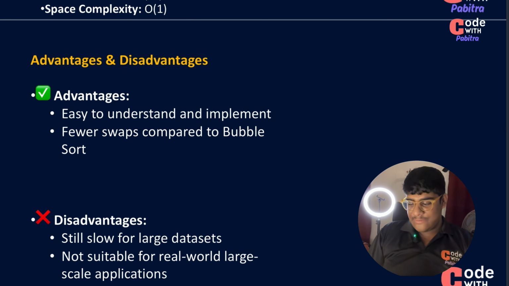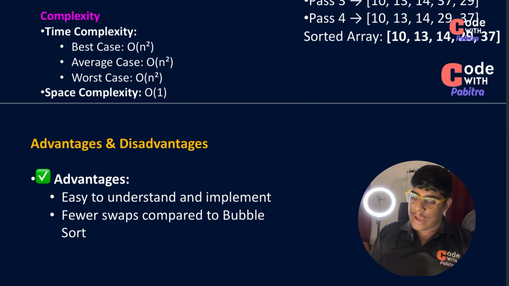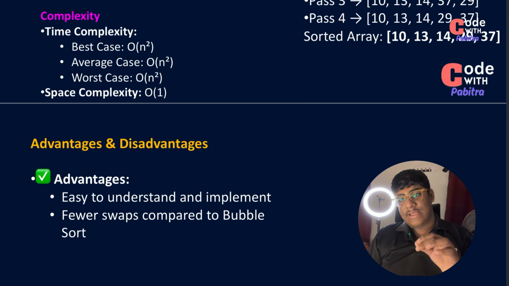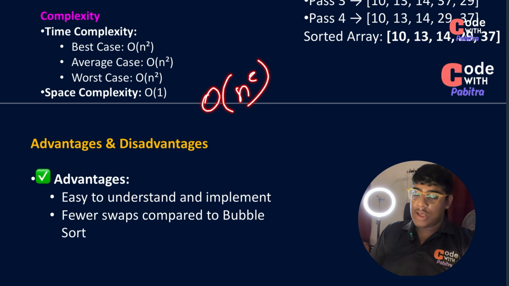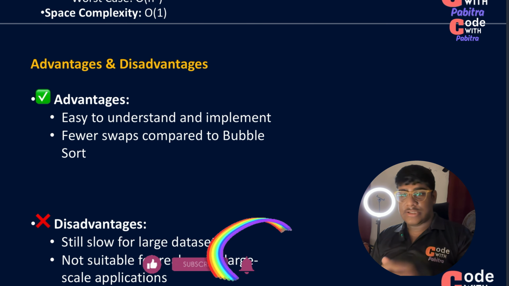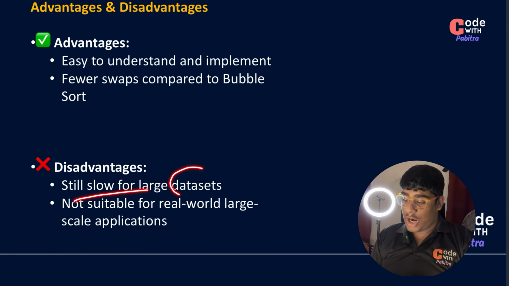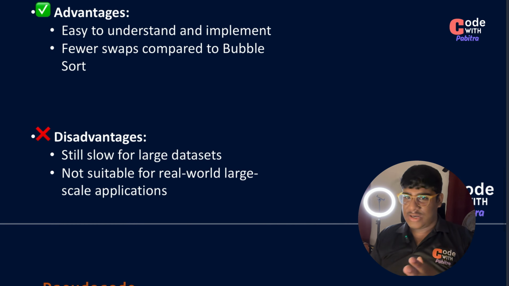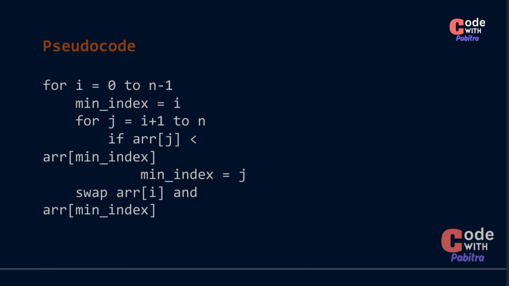So these are the advantages and disadvantages. The advantages are that it is easy to understand and implement, and it needs fewer swaps compared to bubble sort. A program is best when its time complexity is low. The disadvantage is that it is still slow for large databases and not suitable for real-world large-scale applications. And this is the pseudocode, and now I'm going back to my screen.